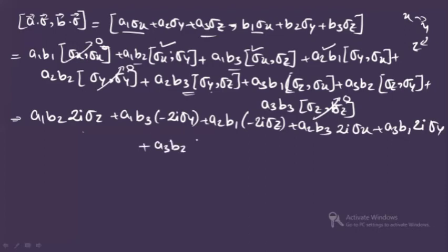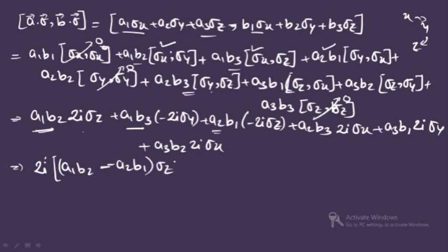a3 b2, z and y anti-clockwise, so it is 2i sigma x. So here what you will do, I will take 2i common outside, right? I'll write this a1 b2 together with a2 b1. a2 b1 is having a negative sign. Within the bracket you see this is also having sigma z, so it is outside, right?